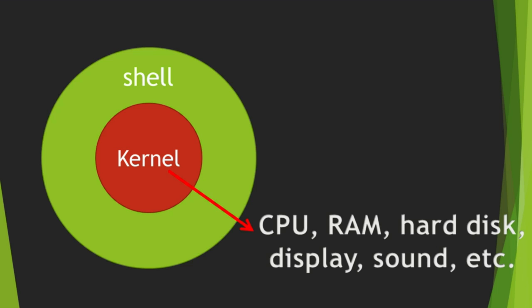Shell is an operating system jargon. Shell is the opposite of kernel. And kernel is used to manage CPU, RAM, hard disk, display, sound, etc. So without kernel, operating system is not an operating system. It is the core of the operating system.